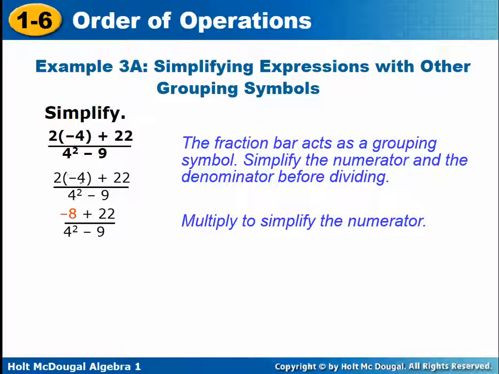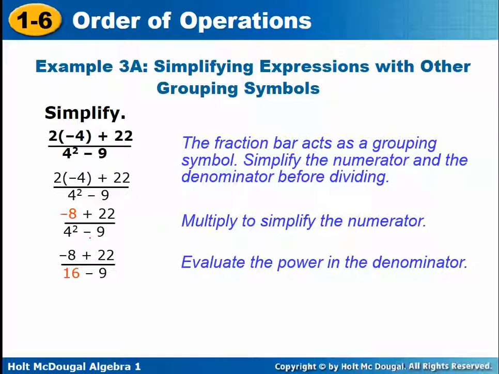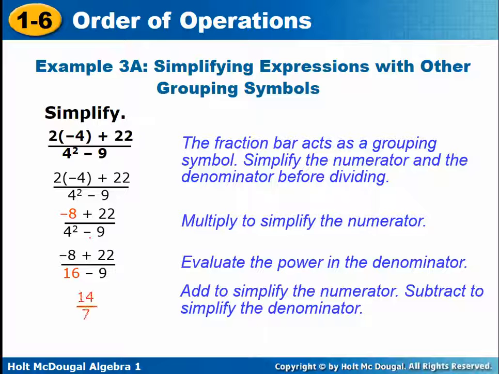So we took 2 times negative 4 and got negative 8 plus 22 over 4 squared minus 9. And then we will do the exponent in the bottom. 4 squared is 16. Now we'll simplify the top and get 14. Simplify the bottom and you get 7. And then finally you divide and get 2. 14 over 7 is the same as 14 divided by 7, which is 2.